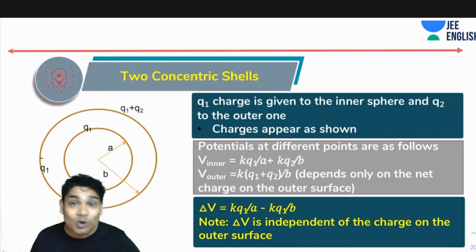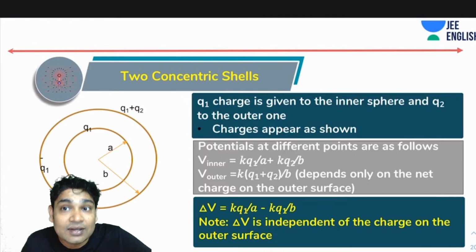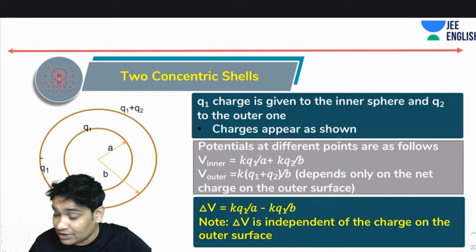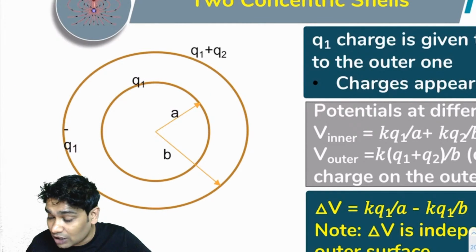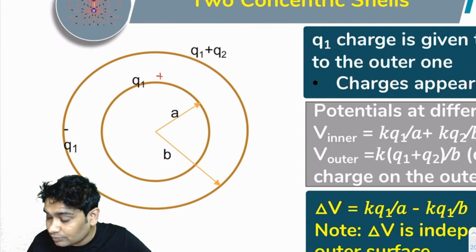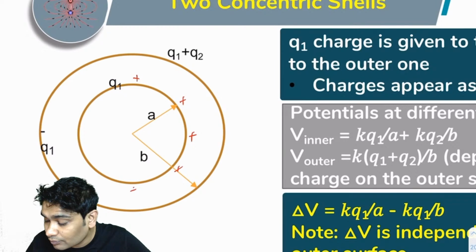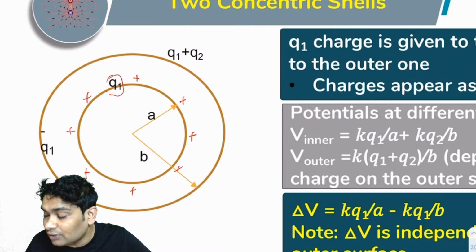What happens when there are two concentric shells? So there are two concentric shells, and I have given some plus q1 charge to the inner sphere and some plus q2 charge to the outer sphere. Then let's see how the charges will appear. So let's first focus on the innermost sphere. I have given it plus q1 charge. That plus q1 charge will always appear on its outer surface and it will distribute itself uniformly also. So all the plus q1 appears here.